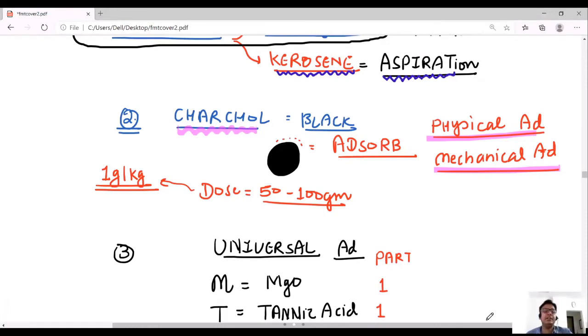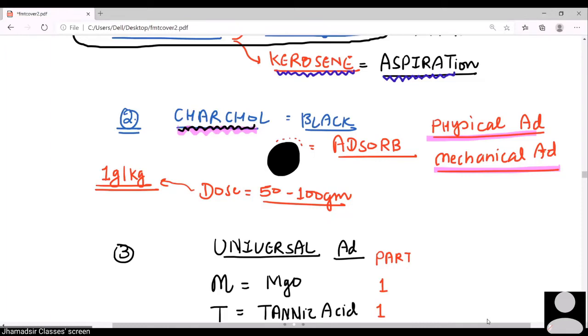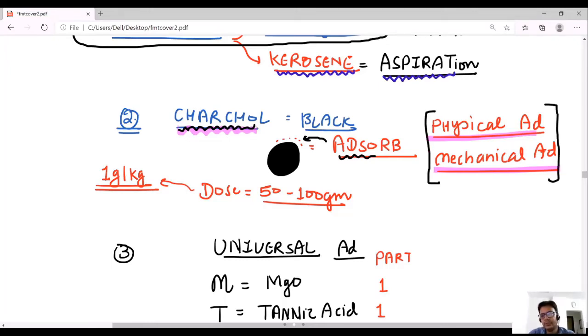Now, sir, in treatment, we also use charcoal. Charcoal is a black powder. It absorbs the poison on its surface. It is adsorption of the poison. Charcoal is an example of a physical or mechanical antidote.